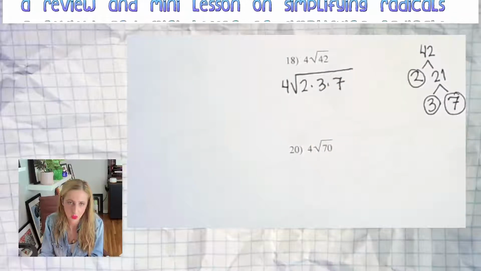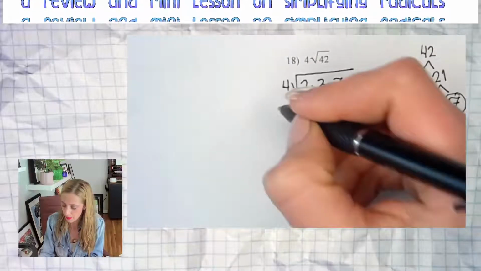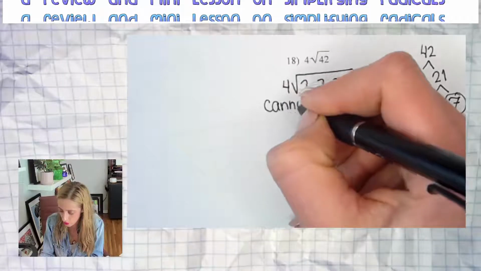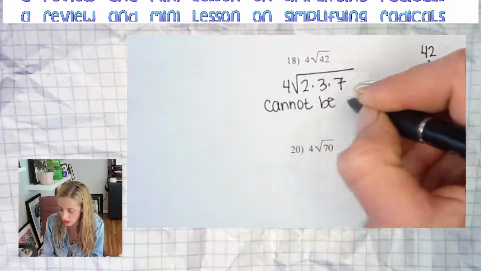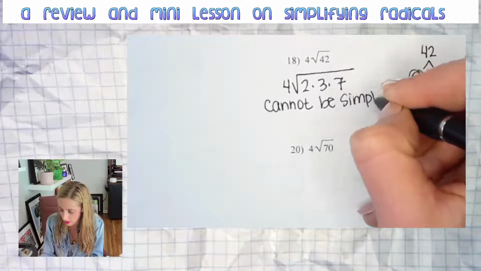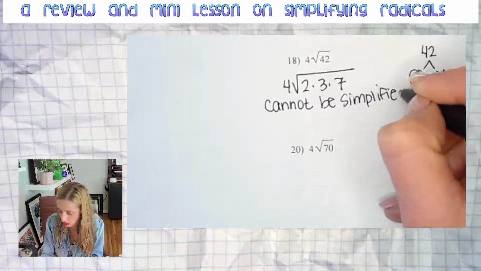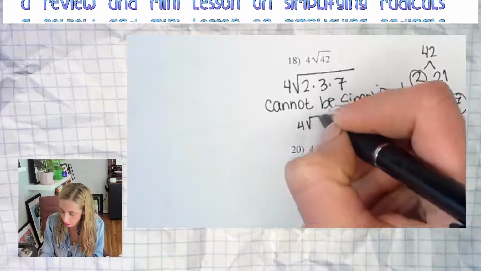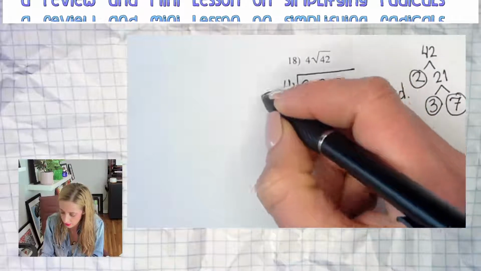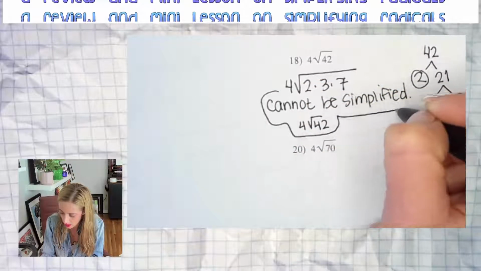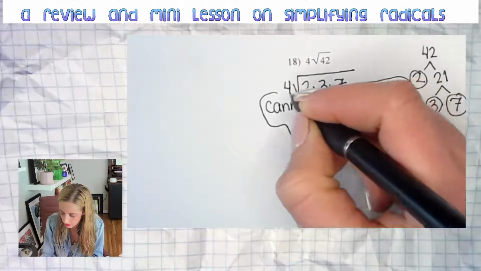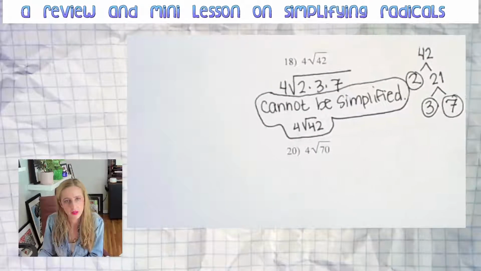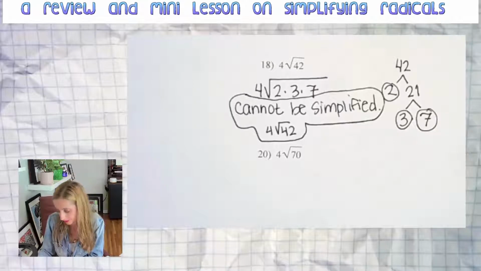But guess what? Cannot be simplified. So if that's what you got for this, but you weren't sure if that was right, you were right. So I hope you got that all on your own. That would be amazing. And we're just going to rewrite 4 root 42 is as far as we can go. And that's the end of number 18.